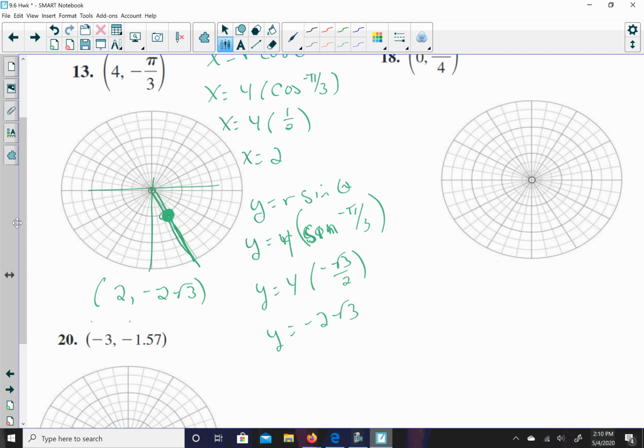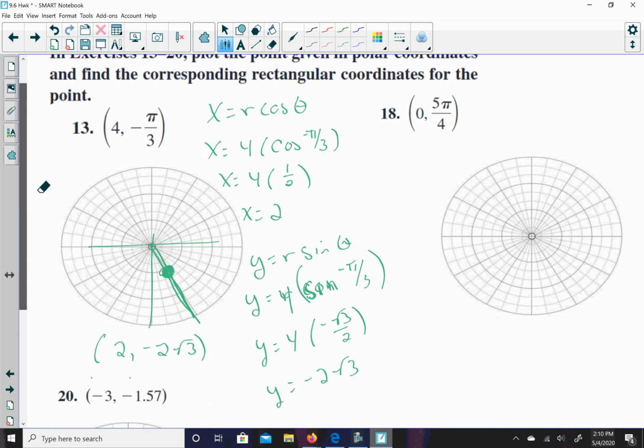All right, number 18, I have a radius of 0 and an angle of 5 pi over 4. 5 pi over 4 is in the 3rd quadrant, so it's this angle here. Remember, it's like halfway between these two, so it's somewhere in here. But if I go to do this, I'm going to say x is equal to my r, which is 0, times the cosine of 5 pi over 4.